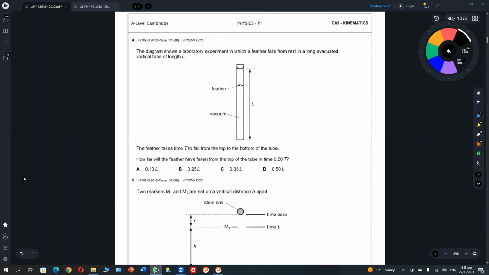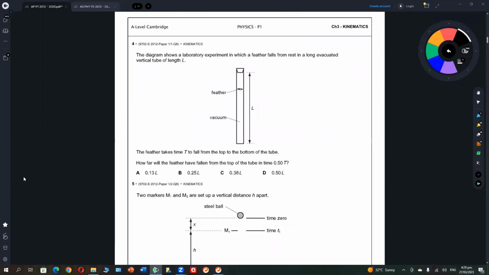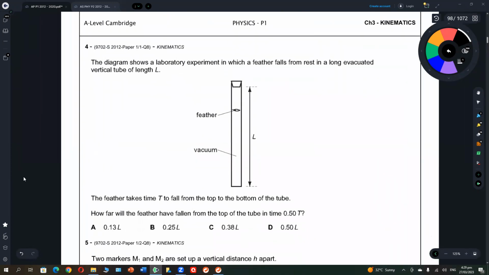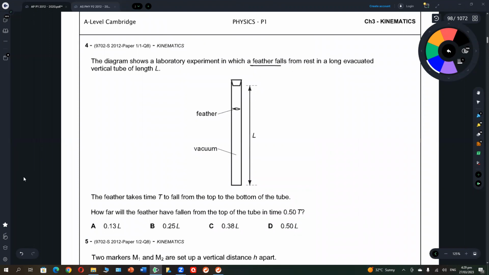Now, we move to our next question. The diagram shows a laboratory experiment in which a feather falls from rest in a long evacuated vertical tube of length L. Evacuated means no air resistance. The feather takes time t to fall from the top to the bottom of the tube. How far will the feather have fallen from the top of the tube in time 0.50 t?